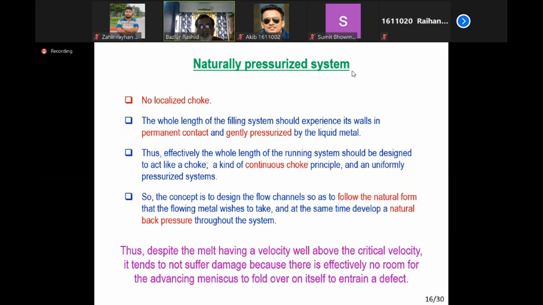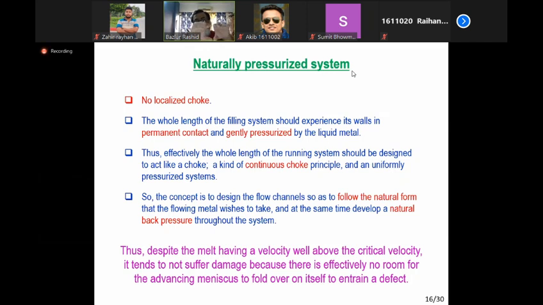In the pressurized system, the area is reducing ahead of the running system. As a result, velocity is increasing. In the unpressurized system, the area is increasing, so velocity is decreasing ahead of the running system. In the naturally pressurized system, we tend to follow the flow of the liquid metal.